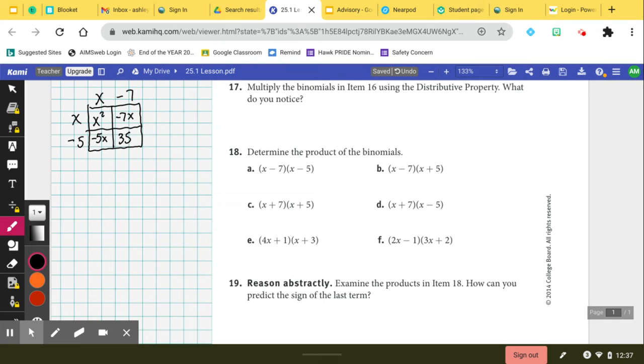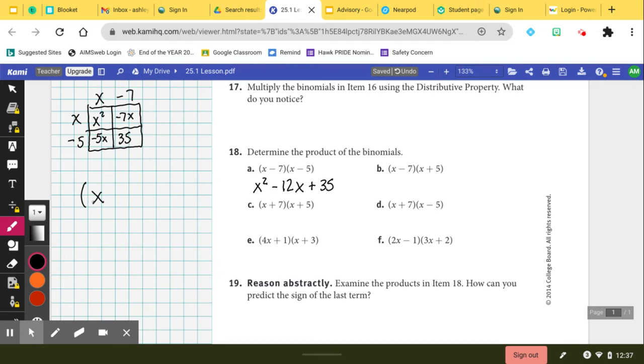Writing this out as the sum, so this would be x squared, -7x plus -5x would be -12x, plus 35. There's my resulting polynomial. So let's do the same thing with C, except I'm going to use FOIL this time.